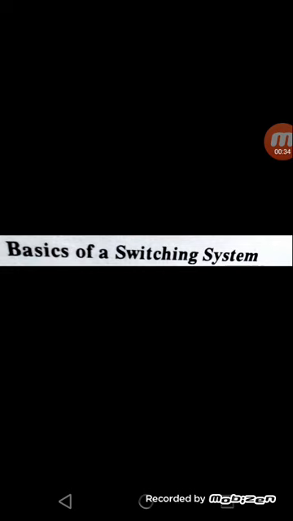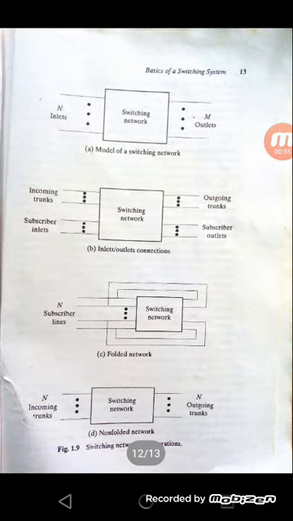In a switching system, there are two common elements which are used for receiving and sending the information. The related diagram of a switching system is like this.